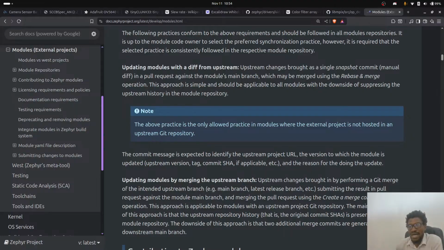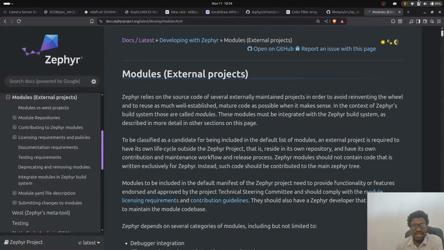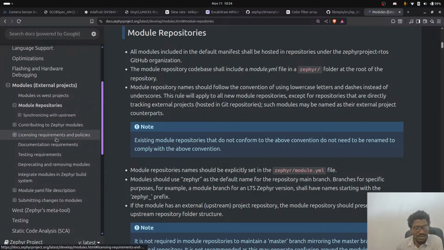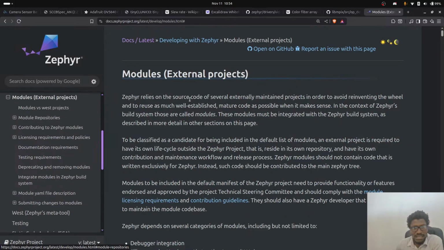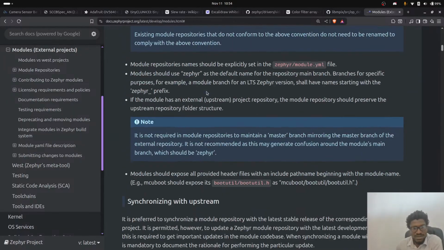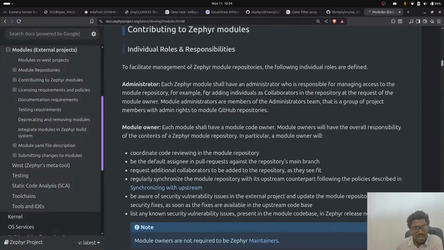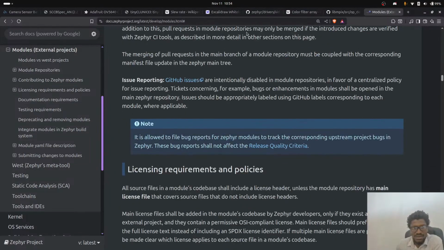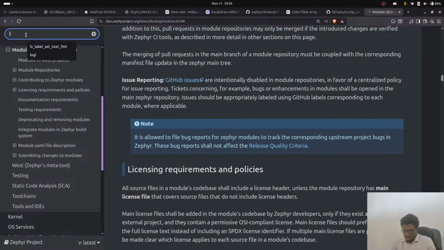But libmpix is, so I think, external modules, module repository, links to modules. Where is external modules? Where is it? Modules. Where can I see the external modules? Let's see.